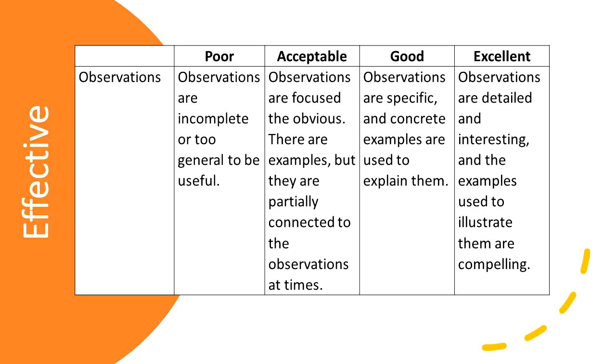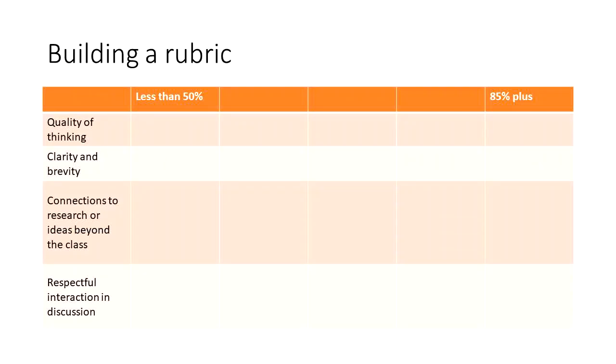When you move up to the good level, you can see that the observations are specific and concrete, and the examples are explaining them. And that's what makes that movement up. When you see that kind of description, you know a rubric is going to be easy for multiple people to use, including students, to understand how they could improve.